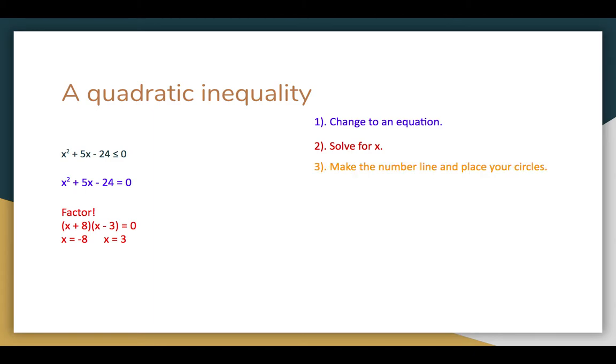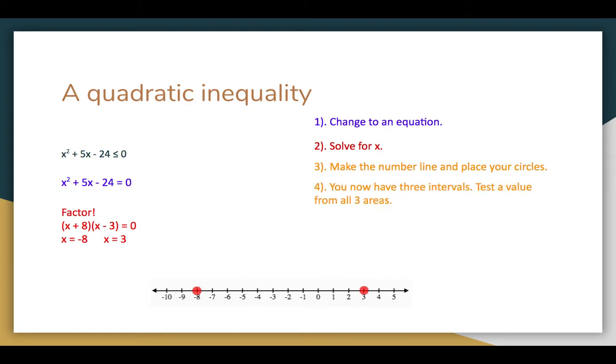Now, I'm going to go to the number line. I'm going to put the circles on. I started with less than or equal to, so I am going to use the filled in circles. So here's the beginning of my number line. What you notice, though, is now you have 2 points. These 2 points are going to create 3 different intervals. So the first interval is from -8 down. The second interval is between the -8 and the 3. And the third interval is the above 3 side. So you have 3 different areas.